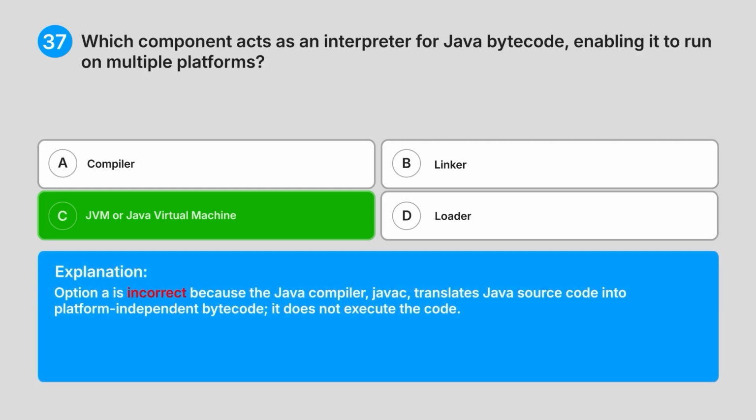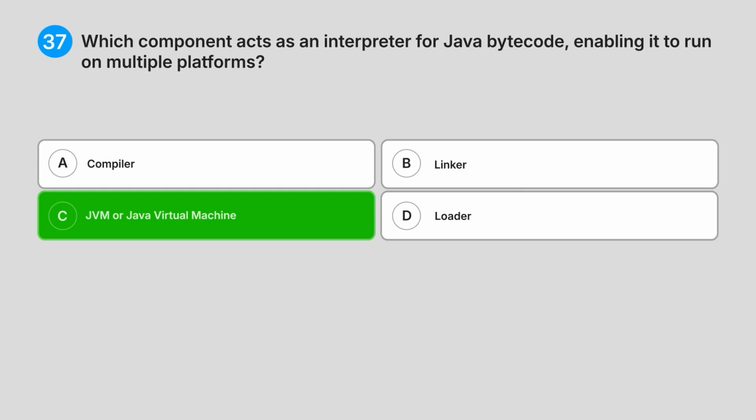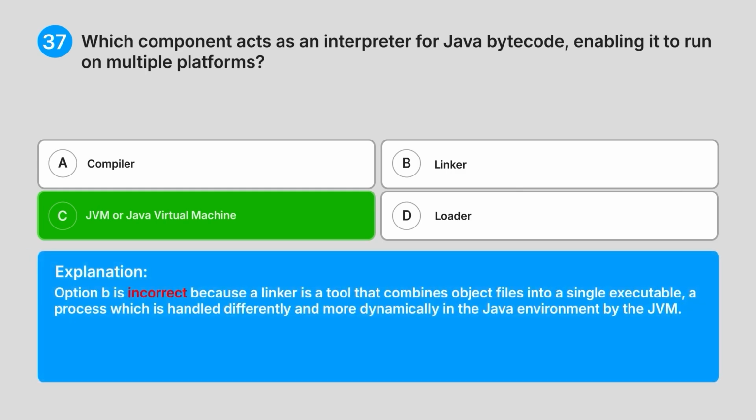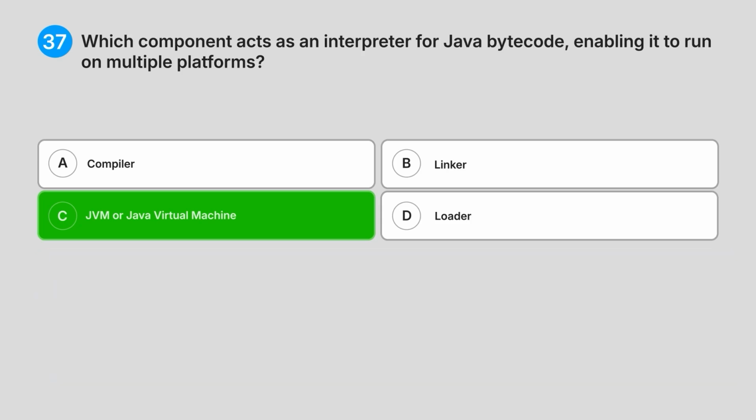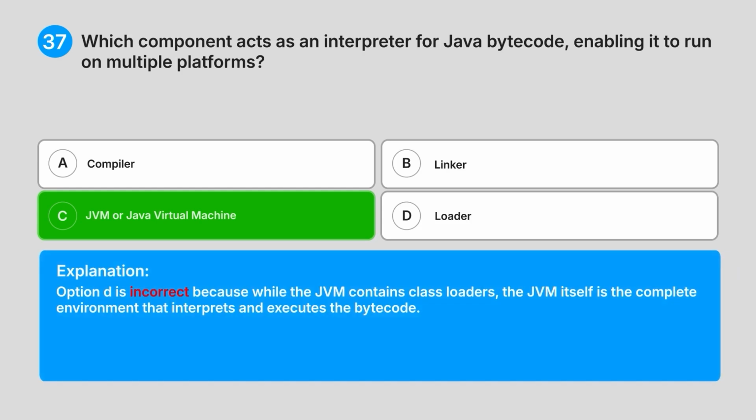Option A is incorrect because the Java compiler, javac, translates Java source code into platform-independent bytecode. It does not execute the code. Option B is incorrect because a linker is a tool that combines object files into a single executable, a process which is handled differently and more dynamically in the Java environment by the JVM. Option D is incorrect because while the JVM contains class loaders, the JVM itself is the complete environment that interprets and executes the bytecode.